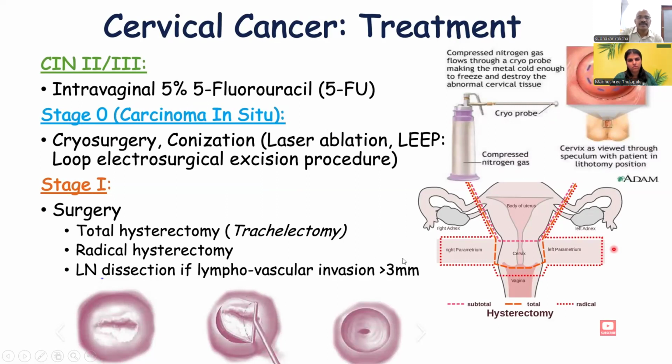So for stage one, the cervix is removed. Amputation of the cervix is trachelectomy, or hysterectomy. Removal of the uterus is called hysterectomy. Removal of the cervix only is called trachelectomy.